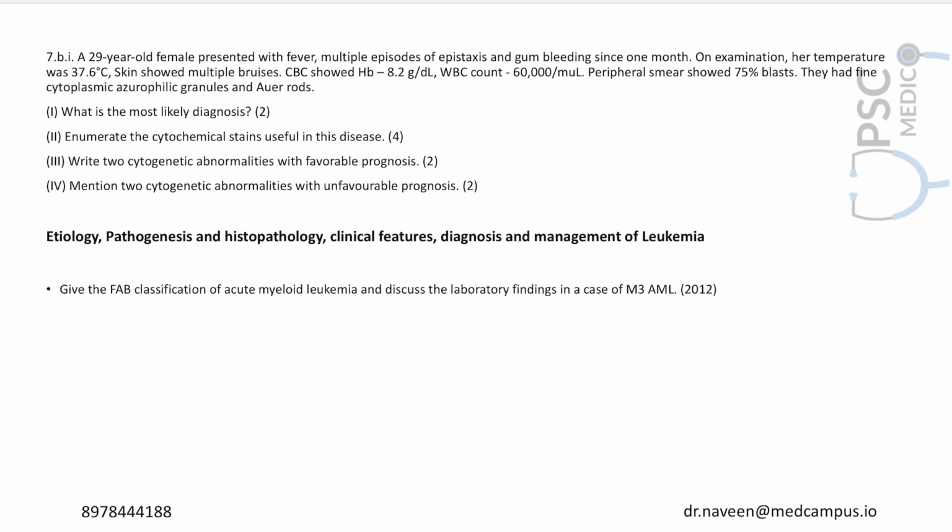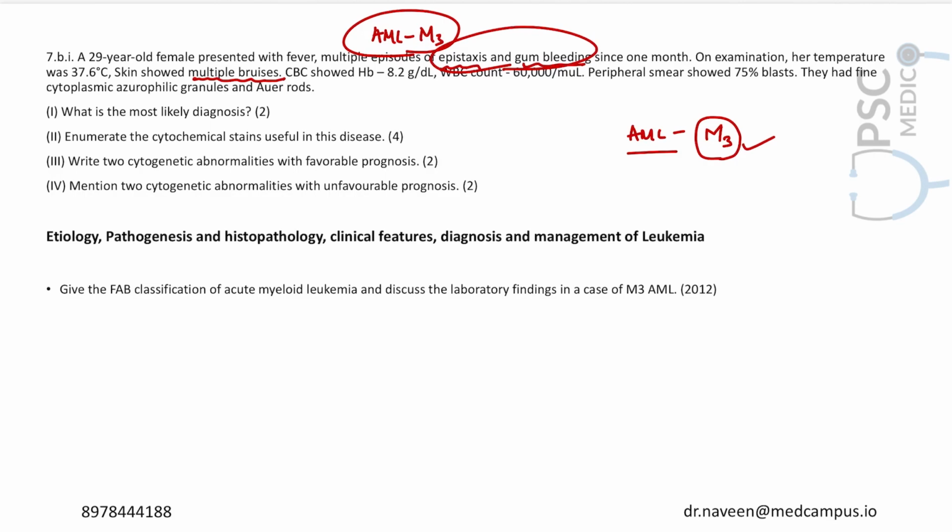Next, don't get frightened or scared by looking at this question. This is actually an AML M3 question. AML we did discuss in detail: the classification, WHO classification, FAB classification, and very importantly, when you discuss pathophysiology, the M3 type of pathophysiology we remember. M3 presents with multiple bruises, gum bleeding, epistaxis. They're all pointing to AML M3.